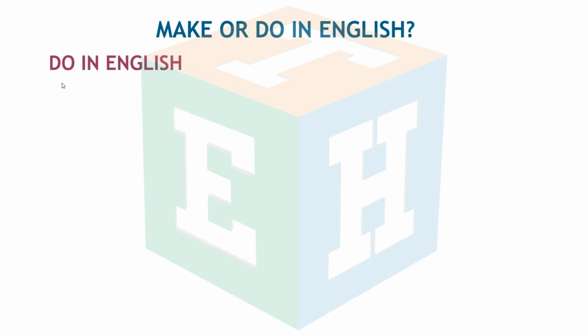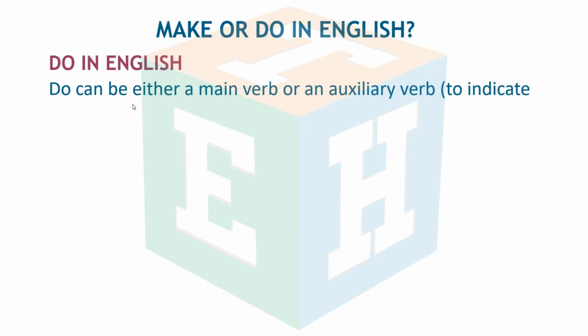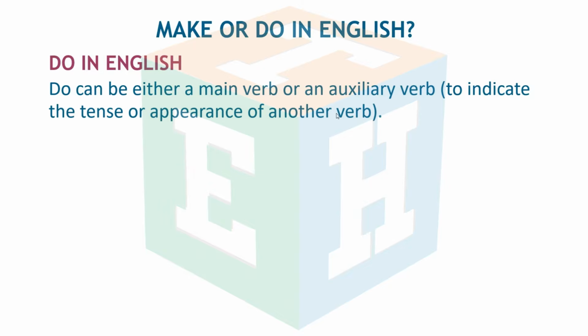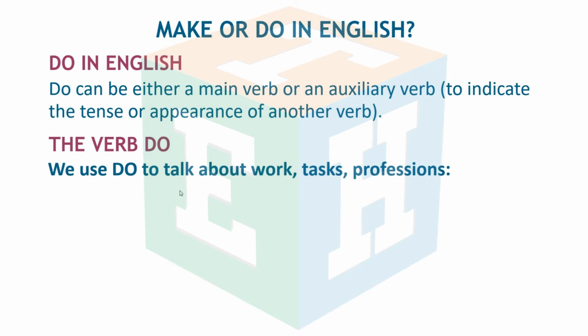Do in English. Do can be either a main verb or an auxiliary verb to indicate the tense or appearance of another verb. The verb do. We use do to talk about work, tasks, professions.